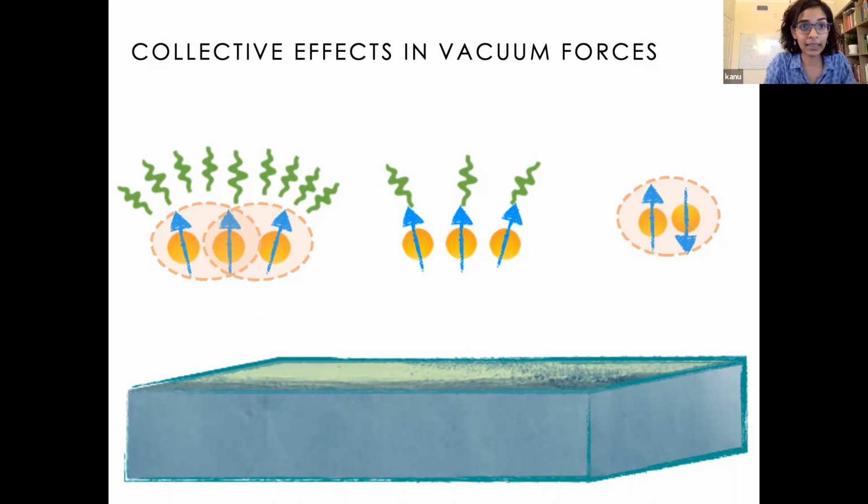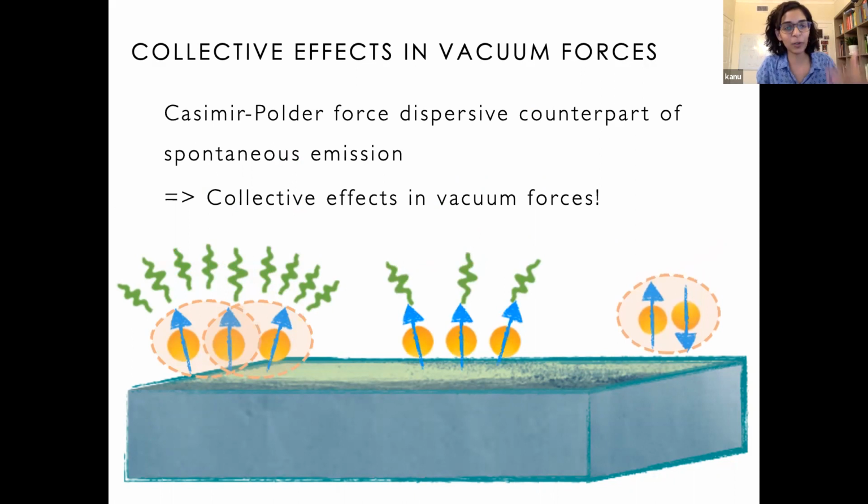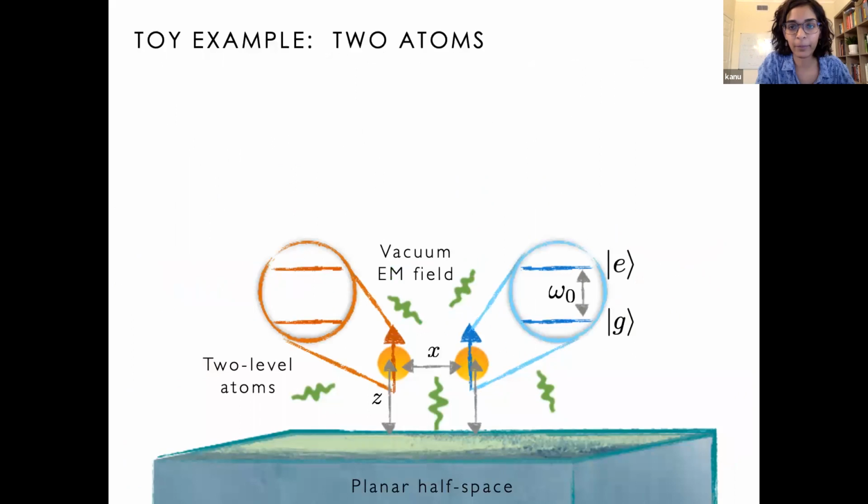And that's the intuition that we kind of start with. So here you can guess already that the superradiant states, for example, will exhibit a stronger Casimir force, and the subradiant state will have a weaker Casimir force. And to illustrate this more concretely, one can write a simple toy model of just two atoms.